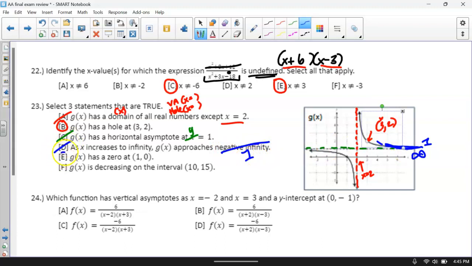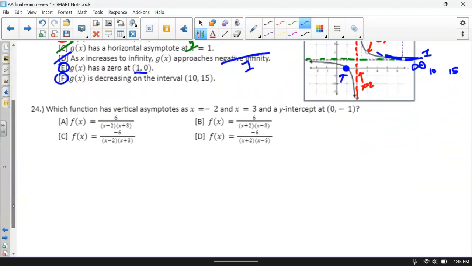So let's check to make sure then the other two answers are E and F. Our 0 is, boom, right here crossing the x-axis at 1, 0. Then even though 10, 15 is over here, not on the graph, our graph is reading left to right, constantly decreasing. So that's why here, E and F are solutions.